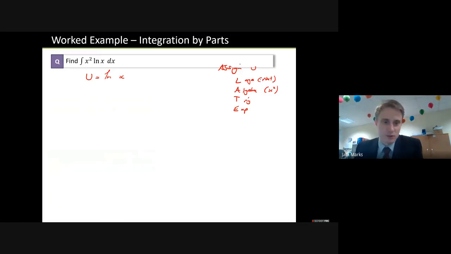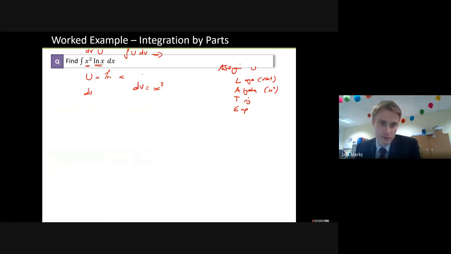Because it will always be natural log that you get asked about. So that's u. And now look at the format. If you have one piece that you could differentiate, and it's sat next to another function of x to integrate, that fits this format. This here is u dv. So we say the integral of the form u dv, you do this integration by parts thing. So dv is x squared.